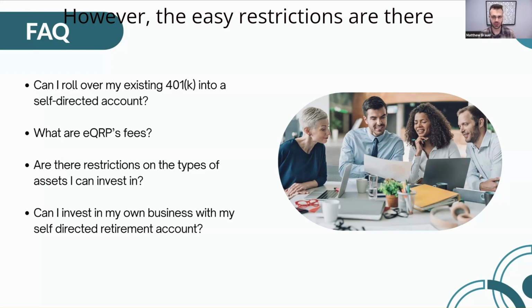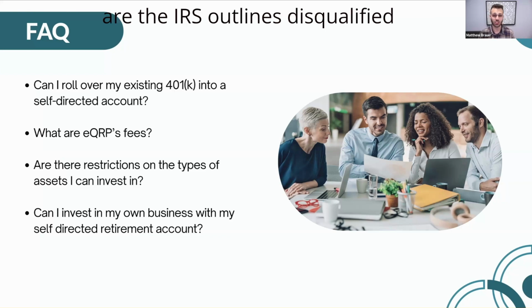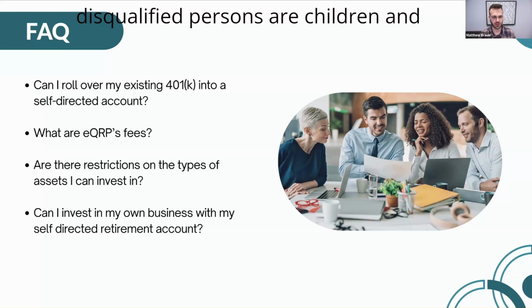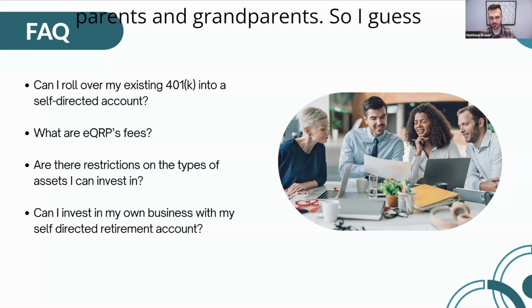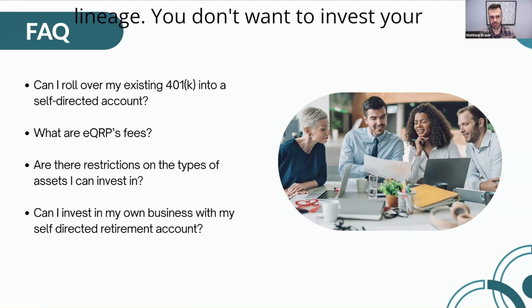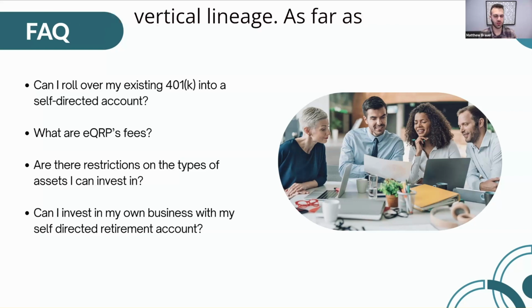However, the easy restrictions are that the IRS outlines disqualified persons. The most common disqualified persons are children, parents, and grandparents. So I guess three. They call it your vertical lineage. You don't want to invest your retirement dollars with somebody in your vertical lineage.